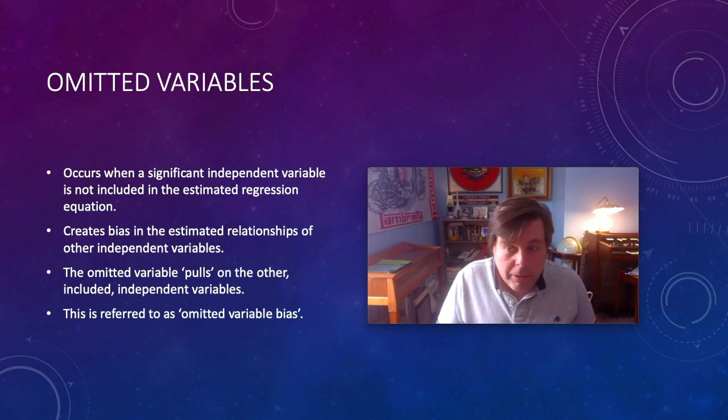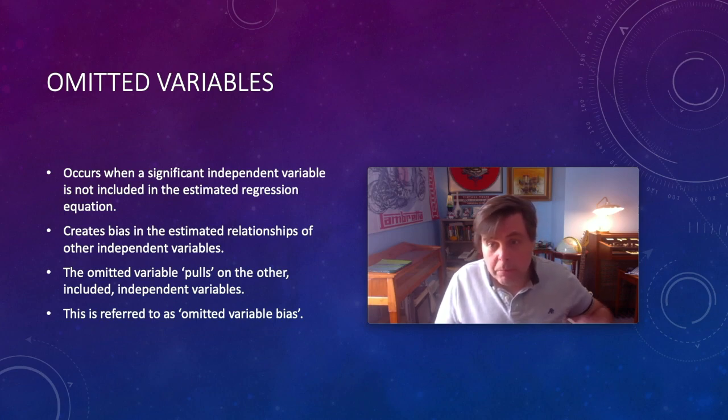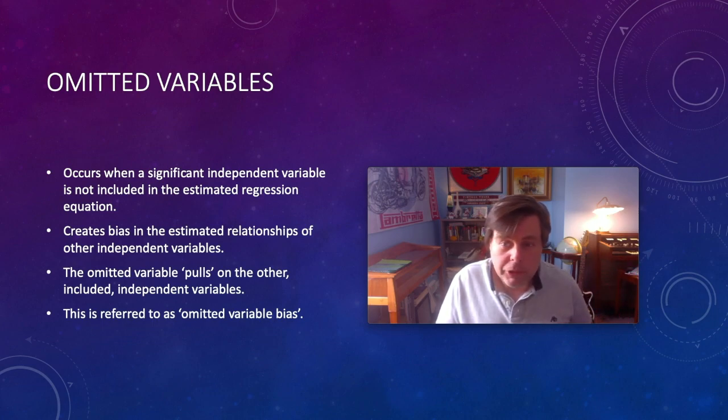So what ends up happening is the remaining independent variables get pulled in directions that they really shouldn't get pulled, because there's a thing that's important that we're not including in our regression analysis. And that pull that happens in most cases is referred to as omitted variable bias.